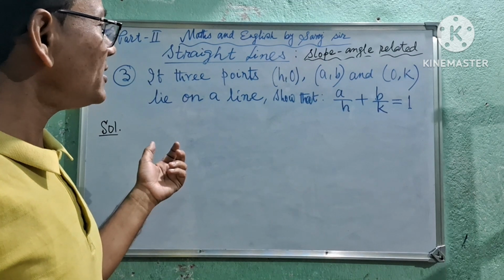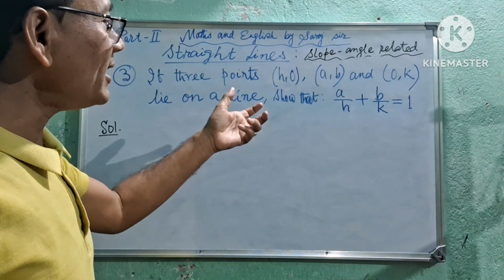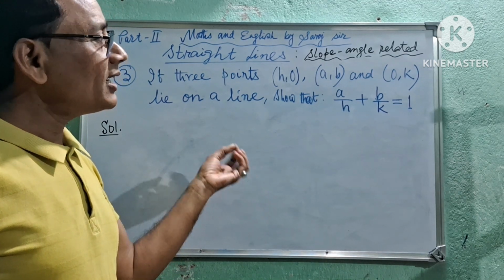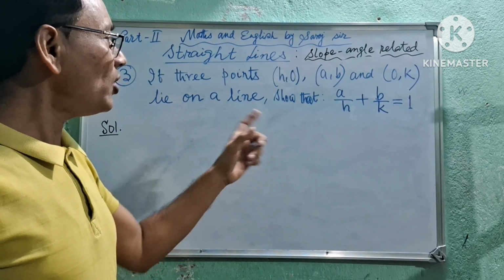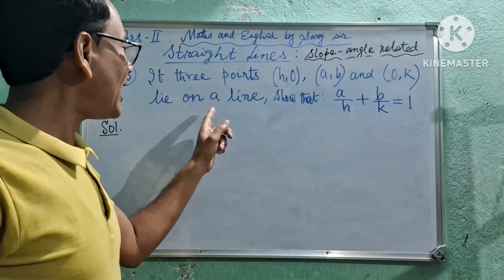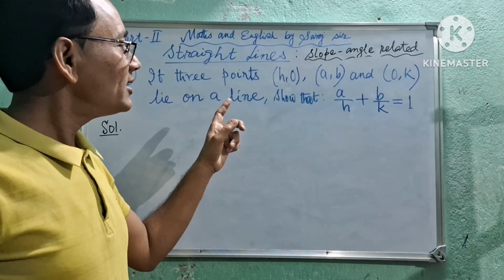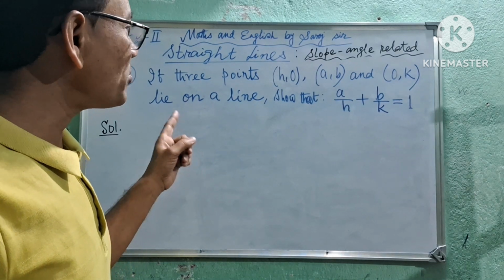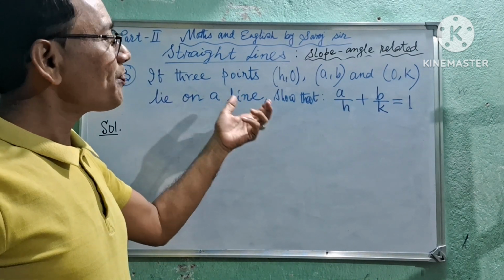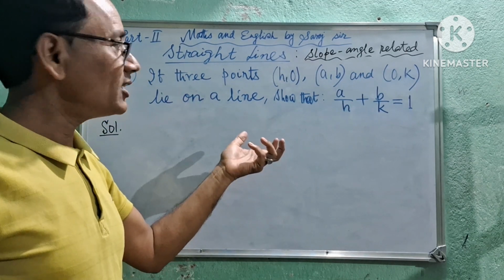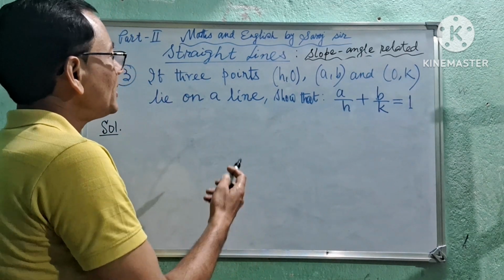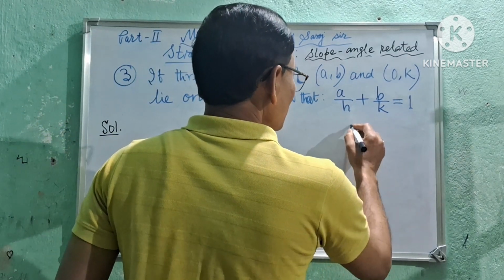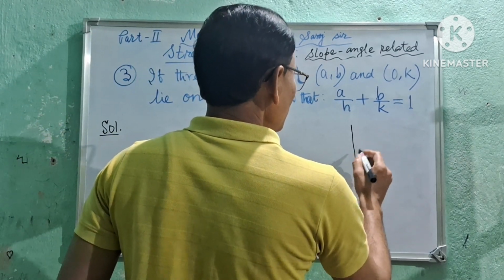And another way is finding the area of a triangle and equating it with 0, because the 3 points are collinear. So two ways it can be solved. First way, we are showing using the slope or gradient formula. That is, 3 points are on the same line. Just I am showing you.